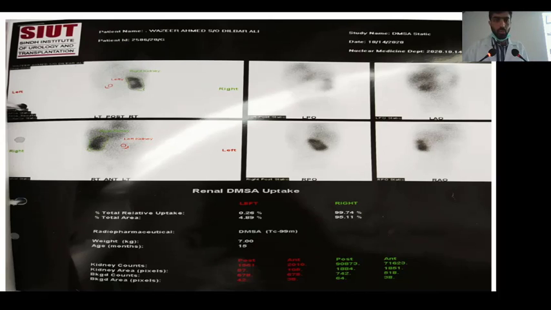Here is one example. In this picture you can see there is uptake in the right kidney, but there is no uptake in the left kidney. Right kidney is well outlined, but left kidney shows no uptake, and there are areas which show scarring. There is another image. It also shows the right kidney small in size with less uptake as compared to the left kidney, which is well outlined and shows good uptake.